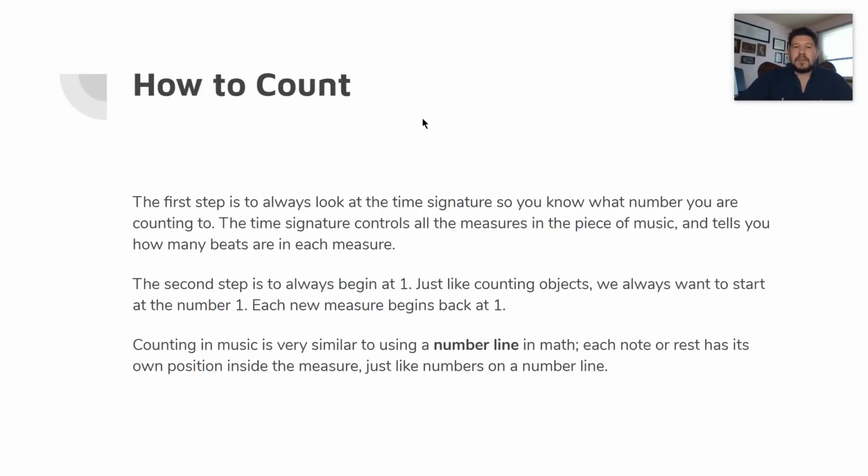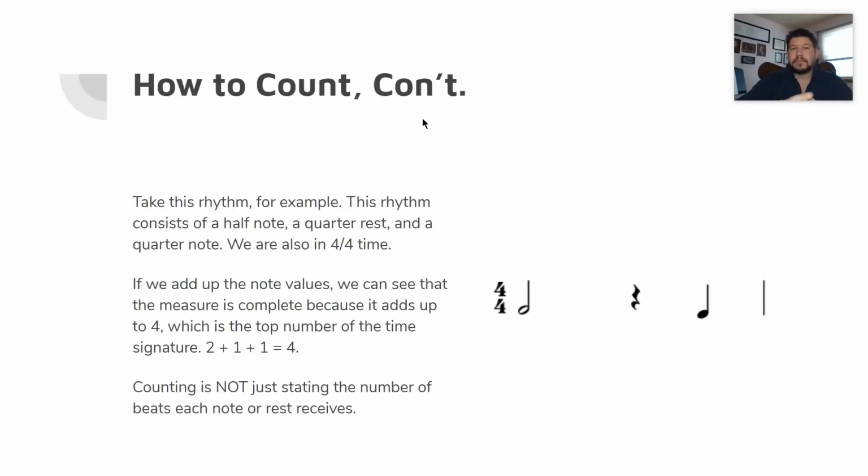So counting in music, for you math folks, is very similar to using a number line. Each note or rest has its own position inside that measure, just like those numbers on a line. Now this would be a number line that only has 4 dots on it, putting those things inside those positions. But it's a good analogy for those of us that remember number lines from math.